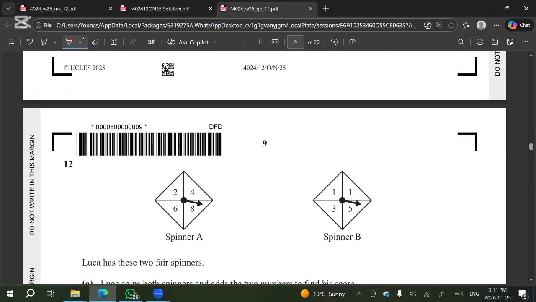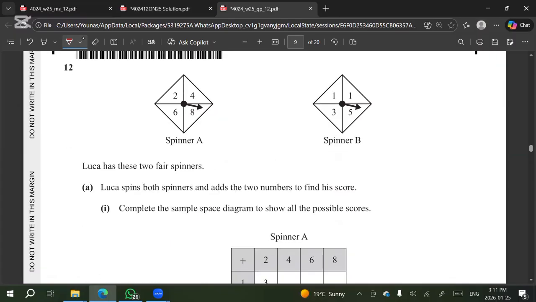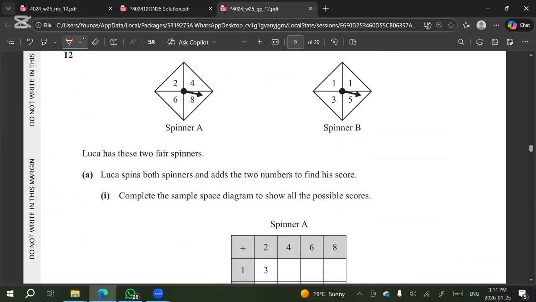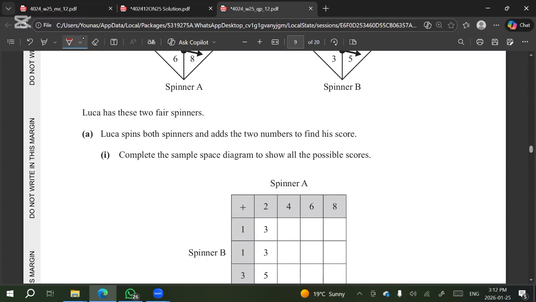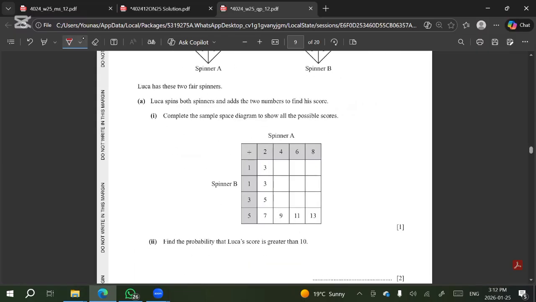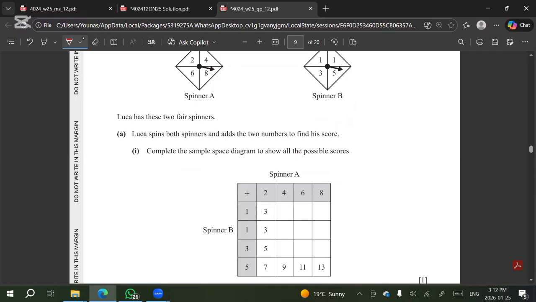Then we have question number 12 coming up on your screen. Here we have two spinners. This is spinner A, another spinner B. On spinner A, we have 2, 4, 6, 8. On spinner B, the numbers are 1, 1, 3, and 5. So Luca has these two spinners. Luca spins both spinners and adds the two numbers to find his score. So whatever is the score on spinner A and whatever is the score on spinner B, he has drawn a possibility diagram and he wants to add the results.